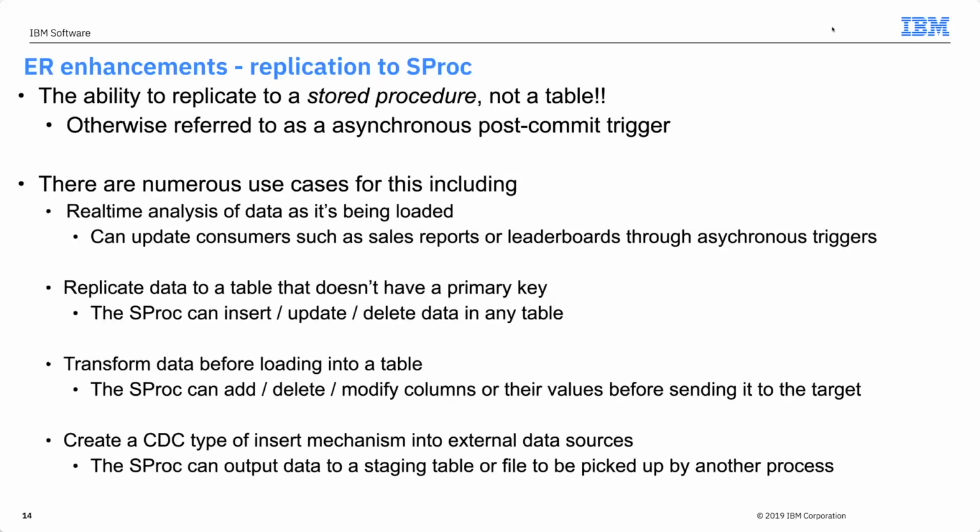Asynchronous post-commit triggers is one of my most favorite features in 14. It builds on top of the loopback replication that was available in 12 and gives you the ability to replicate data via ER, not to a table, but to a stored procedure. There's a number of use cases why this could be of value to you, such as sales reports or leaderboards or transforming data. The big one for me is the ability to replicate data to a table that doesn't have a primary key. Previously, that was not available in Informix Enterprise Replication. Now it is, through replication to a stored procedure.